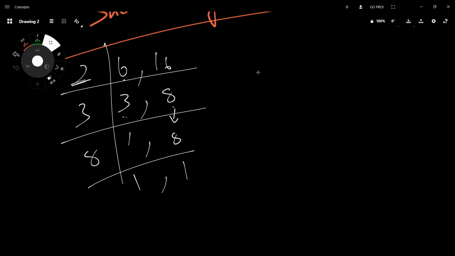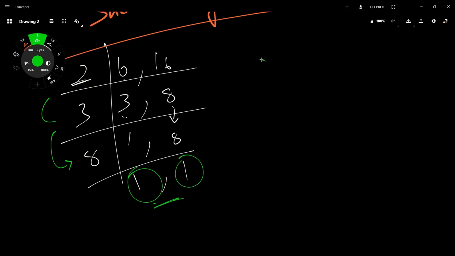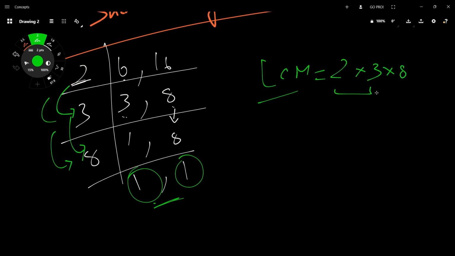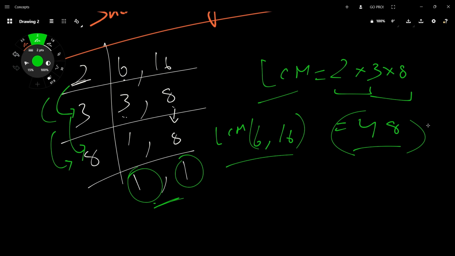So in LCM we keep doing these steps until we are left with 1s on both sides, and hence the LCM of the numbers is simply 2 multiplied by 3 multiplied by 8. So 2 times 3 is 6, 6 times 8 is 48. Oh sorry, the answer is not 24. So the LCM of 6 and 16 is 48. This is the shortcut method.